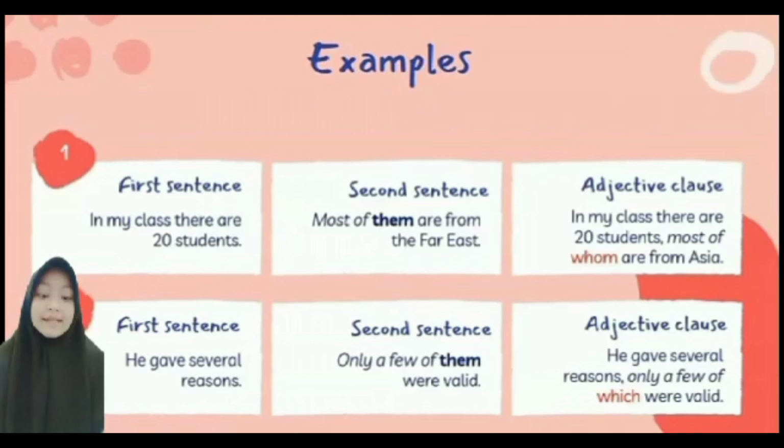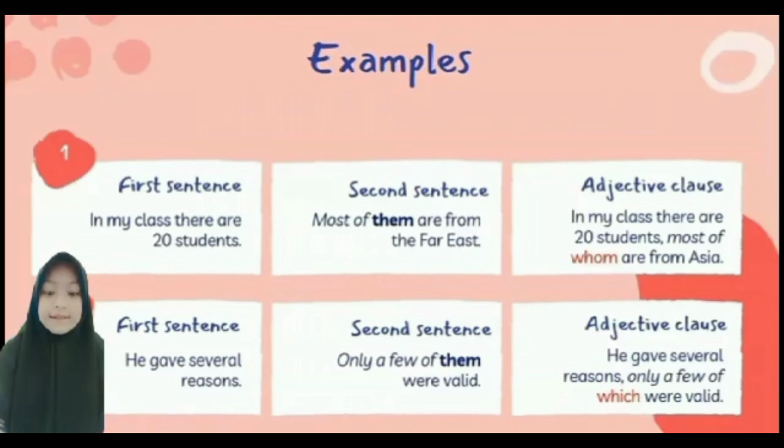Remember, the whole adjective clause needs to come directly after the noun that it modifies. The last step, we need commas because this is always extra information. So here is the comma after "students." I gave you a very big explanation and I hope you are understanding very well. Let's move to the second example.